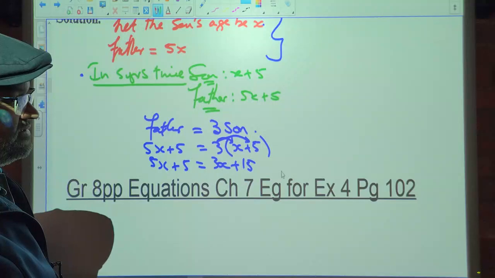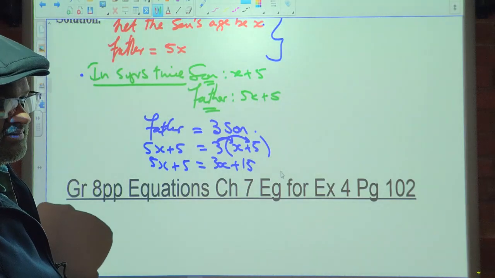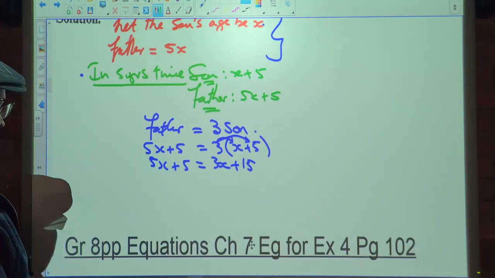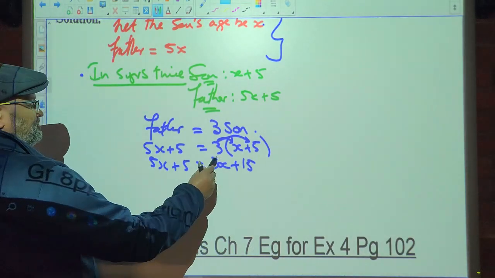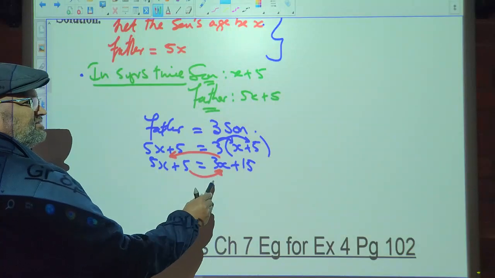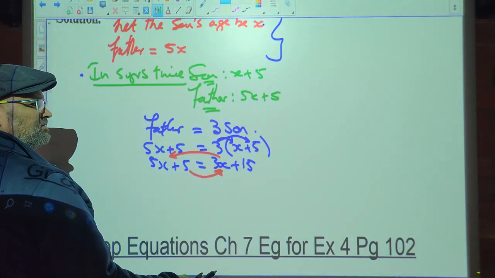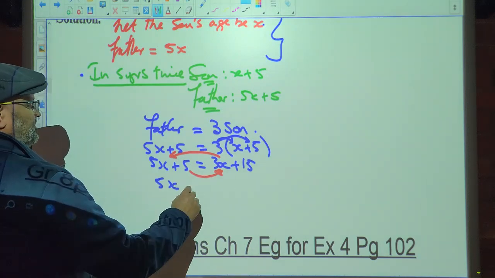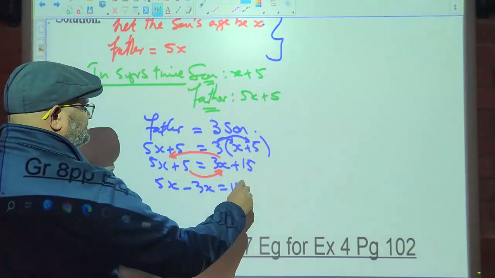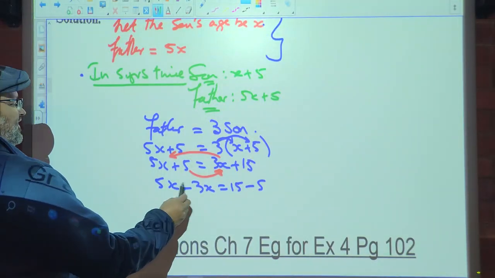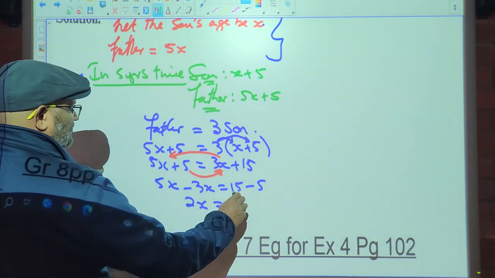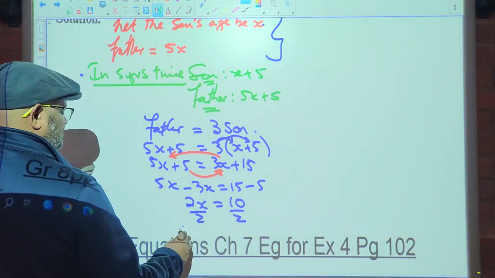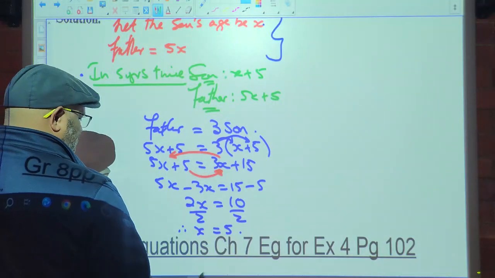Okay. So that's it. Alright. So we can put x on one side, numbers on the other side. Okay, so we got 5x minus 3x is equal to 15 minus 5. What's 5x minus 3x? 2x. Equal to 15 minus 5, which is 10. Divided by 2 both sides. So x is equal to 5.